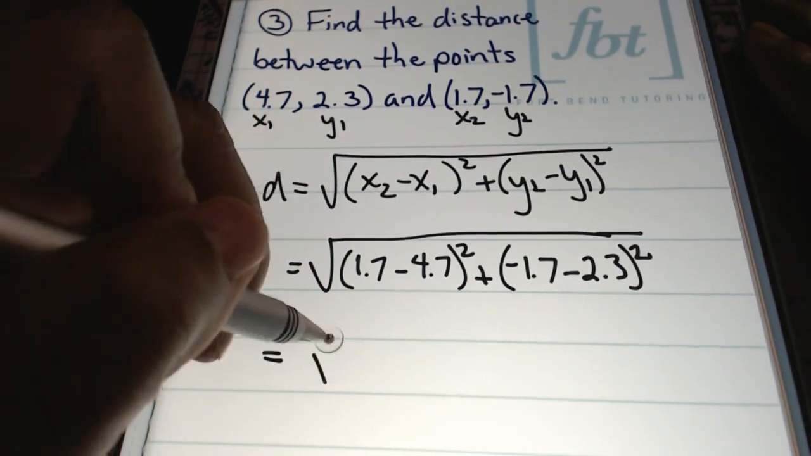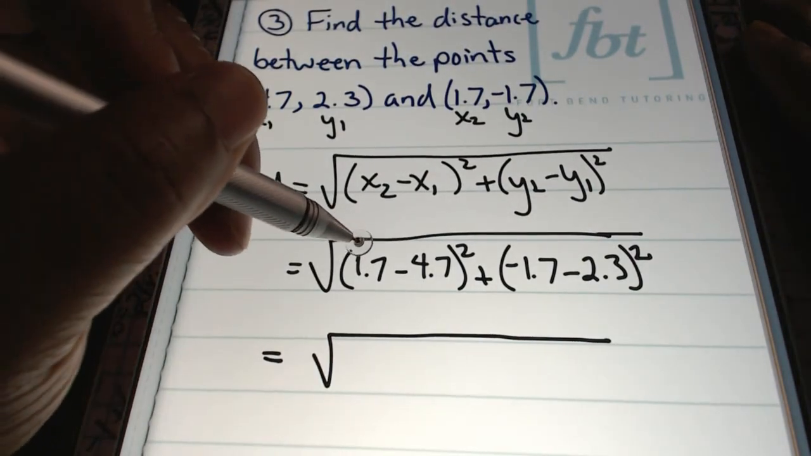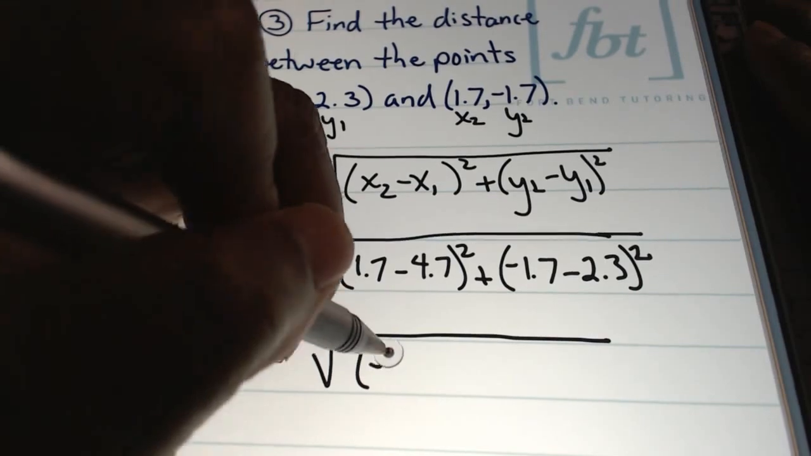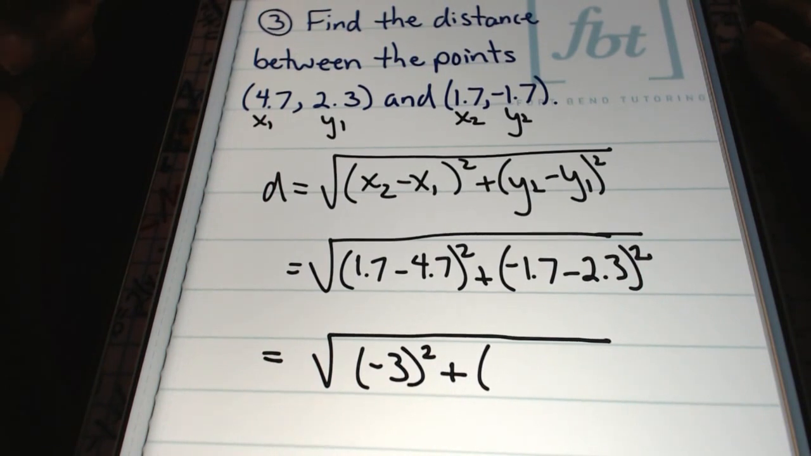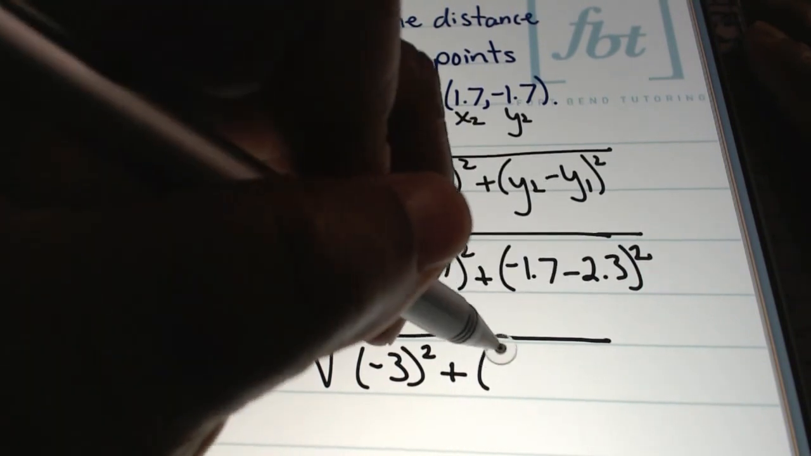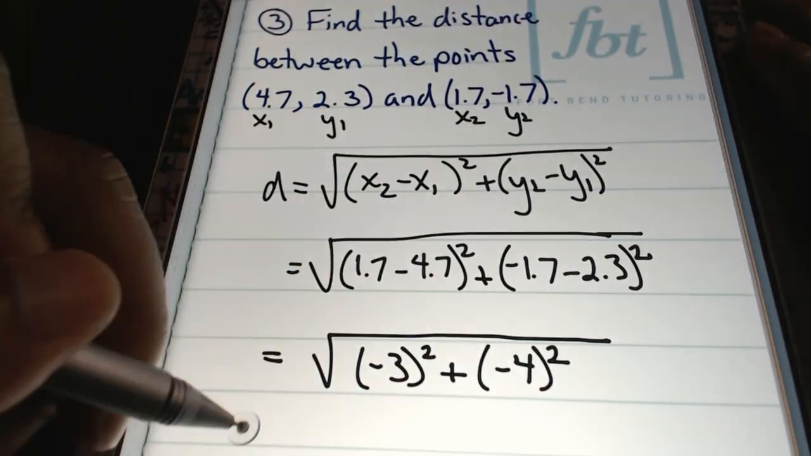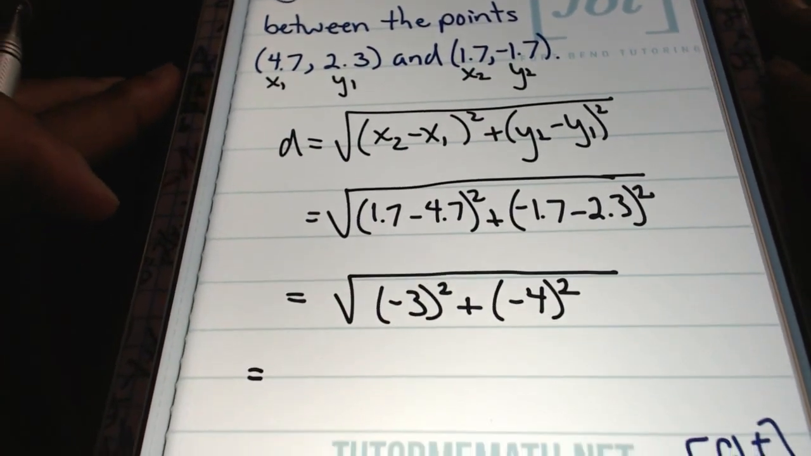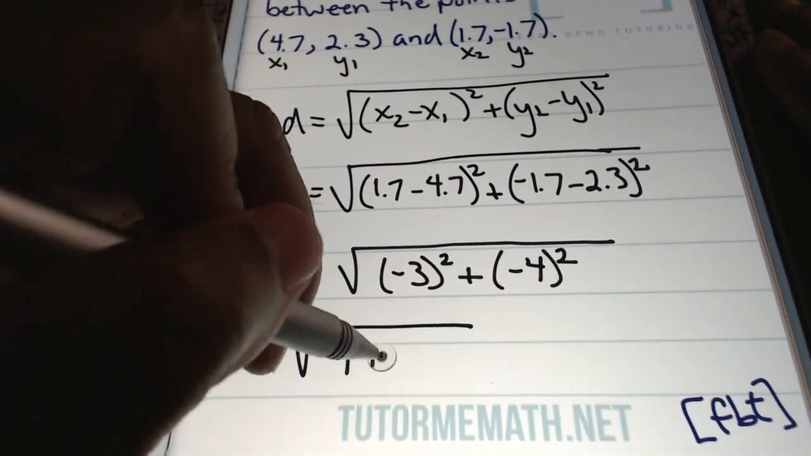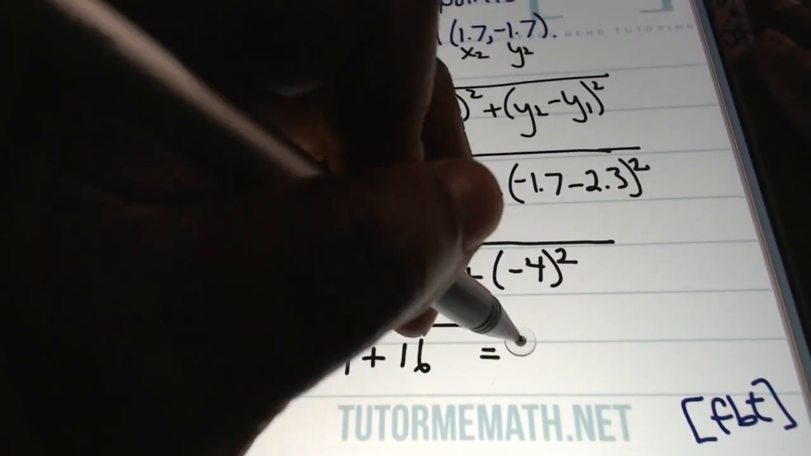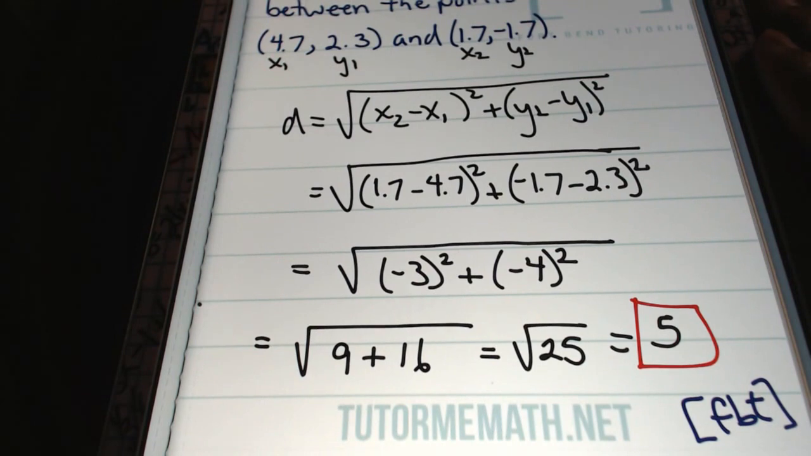So at this point, guys, we're going to then simplify this further. And 1 7/10 minus 4 7/10 gives us negative 3, which is still being squared. When we combine the negative 1 7/10 and the negative 2 3/10, guys, you end up with negative 4, which is being squared. From here, we'll end up with negative 3 squared, which is 9, plus negative 4 squared, which happens to be 16. And then the sum of 9 and 16 is 25, so that when we take the square root of 25, the distance is 5 units, guys. And we have our answer in a red box.